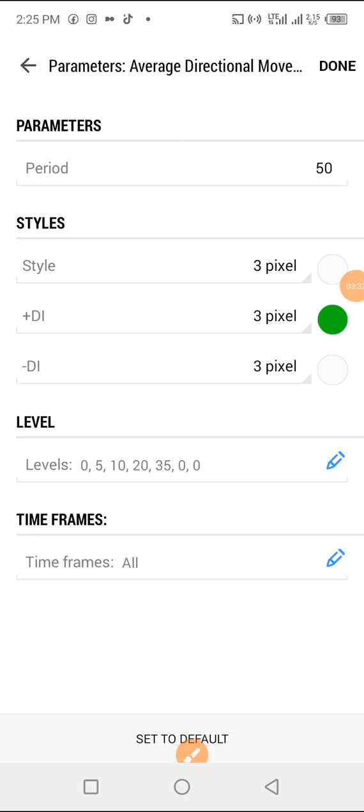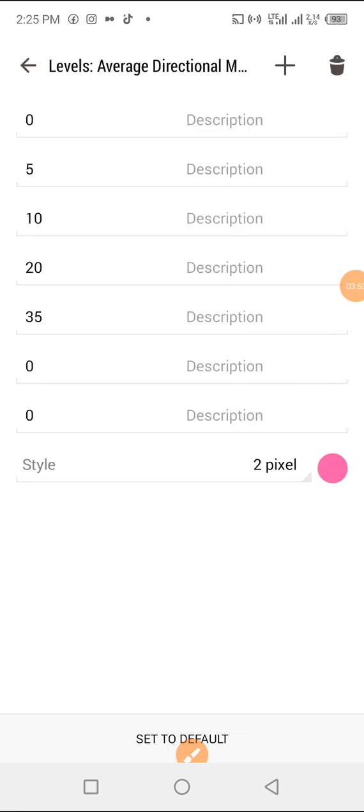If your background is black, use background black, period 50, positive DI 3, negative DI 3 also, but the background color. Then the levels, here are the levels. You can see the levels, so make sure you do exactly as I do.